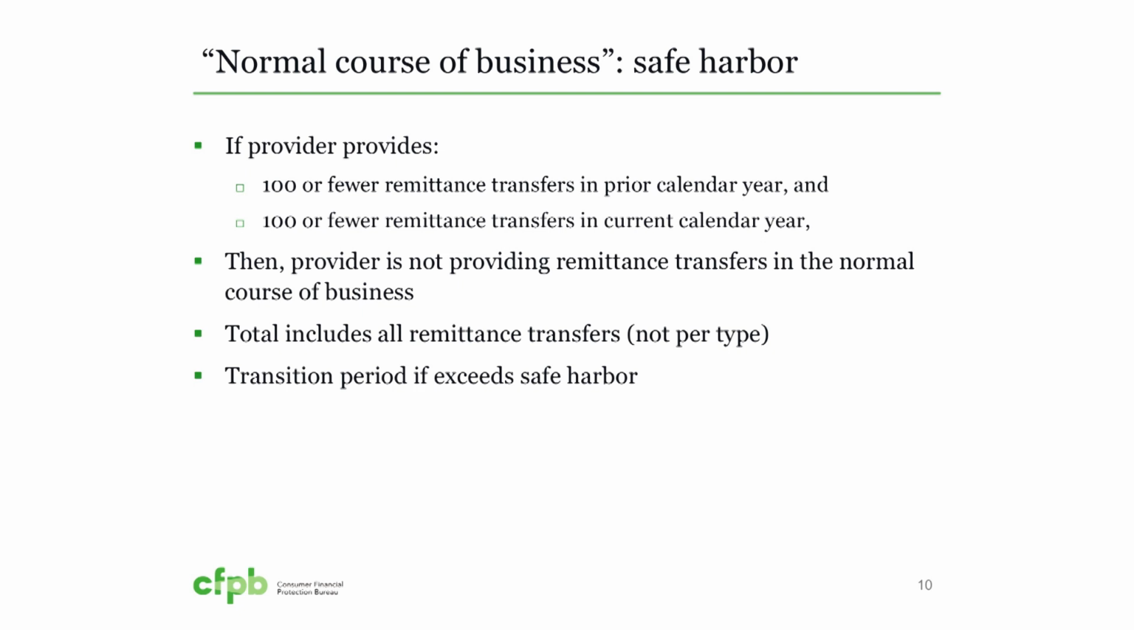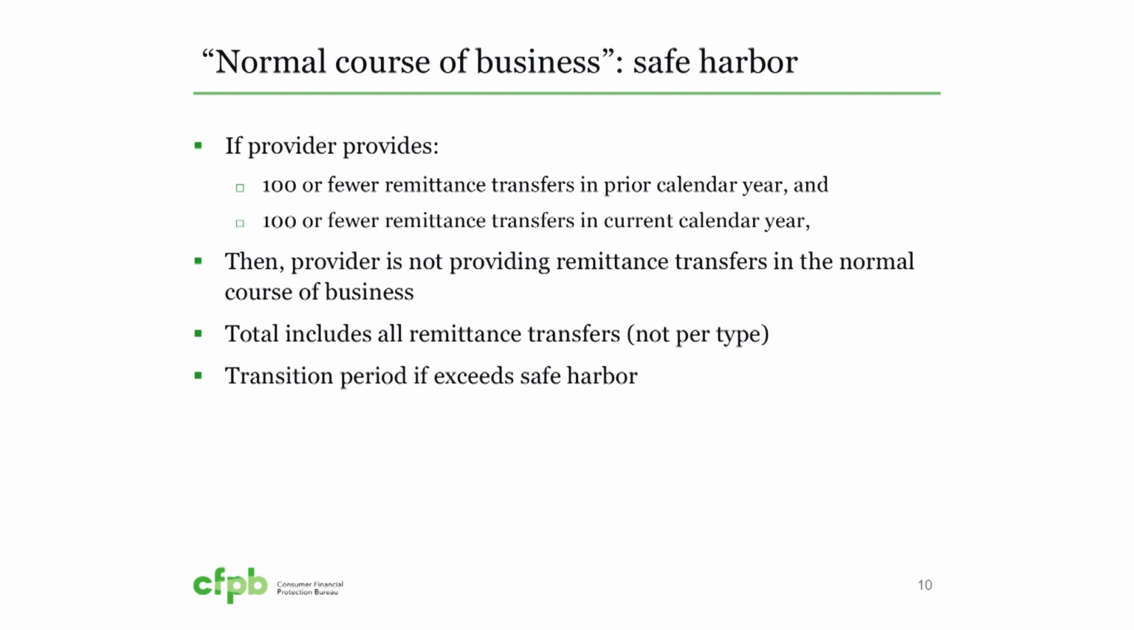The 100 transfer threshold includes all types of remittance transfers that would be remittance transfers under the rule. If a provider sends 50 international wires and 75 international ACH transfers, the provider would count those all together and would be providing more than 100 transfers in a year. For counting to 100 transfers, you do not include transfers not covered by the rule, such as business account transfers or domestic transfers. Only include transfers that would otherwise be covered under the remittance rule.